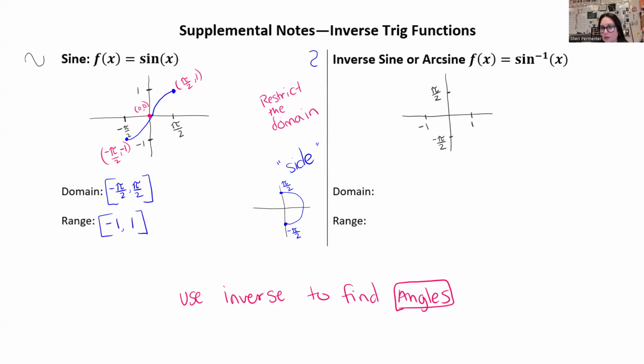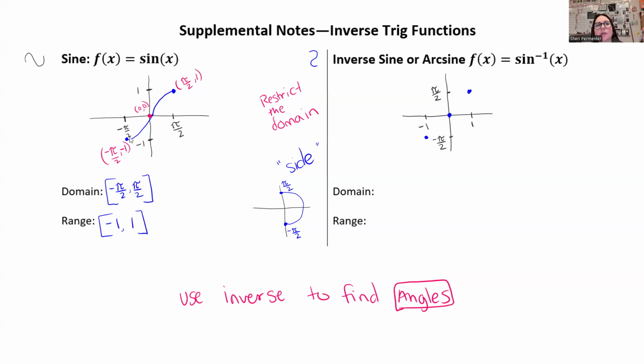So I've got my 0, 0 point. And remember that when you make your inverse, you switch x and y. That's what we did on the axes, so we have to make sure we do that with our points. So now I'm going to go to negative 1, negative pi over 2. So negative 1, negative pi over 2. And then positive 1, pi over 2.